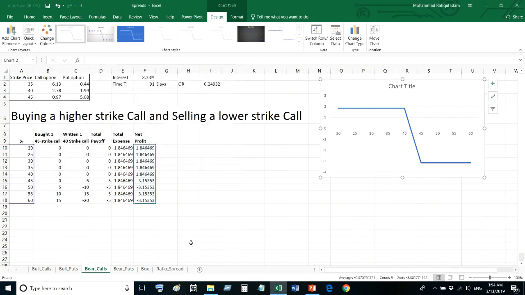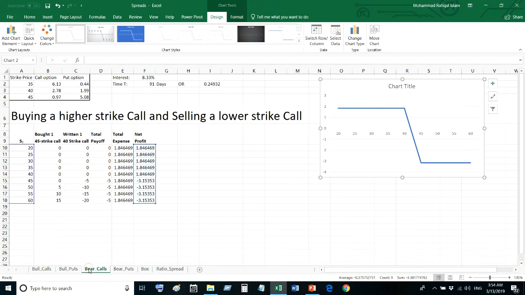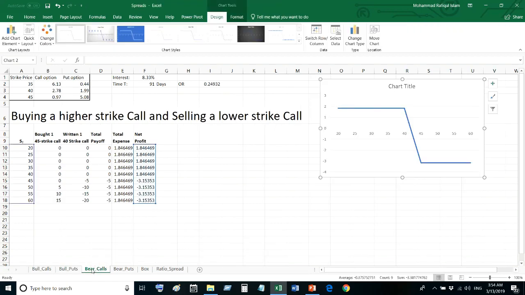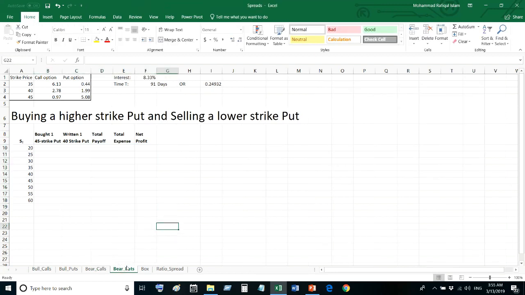So that's it. As we said, bull spreads and bear spreads are opposite, so we can see that from the graph. So it's opposite. We can also make a bear spread using put options, but I won't do it here. But you can do it at home.